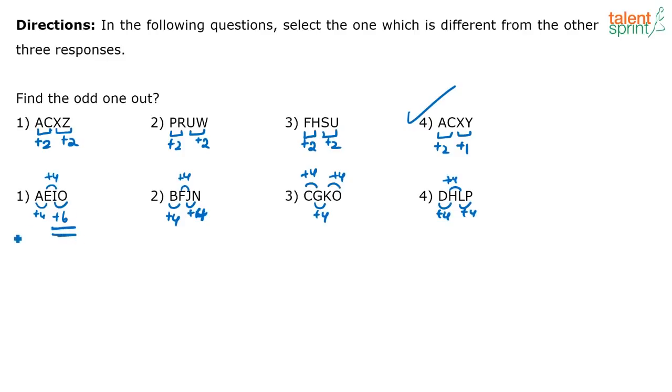So your correct answer is going to be option 1, that is A-E-I-O. That is the odd one out. Everywhere else, the difference between each letter is plus 4. D-E-F-G-H, plus 4, H-I-J-K-L, again plus 4, L-M-N-O-P, again plus 4. All the others, the difference between each letter is plus 4.